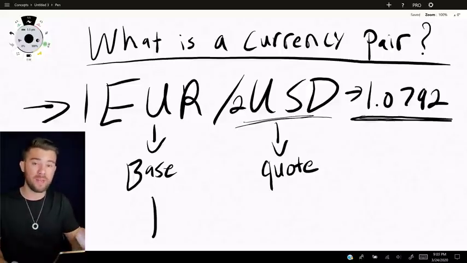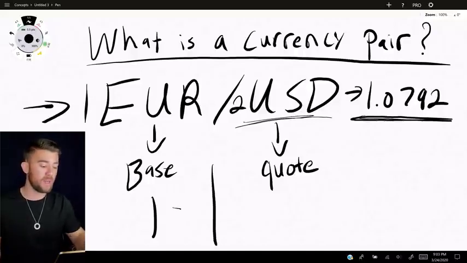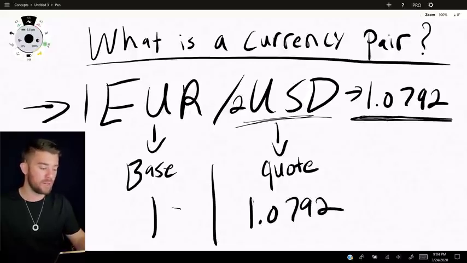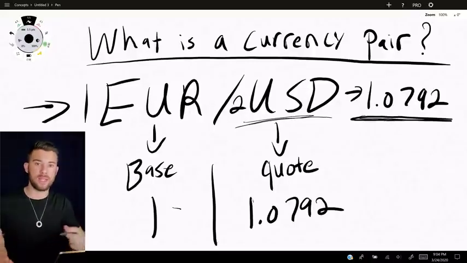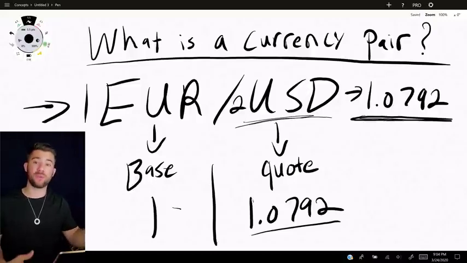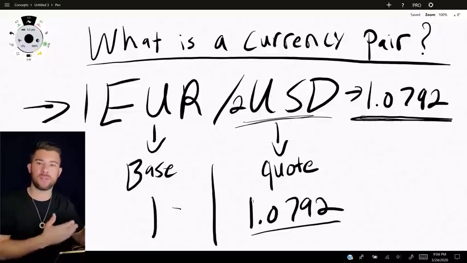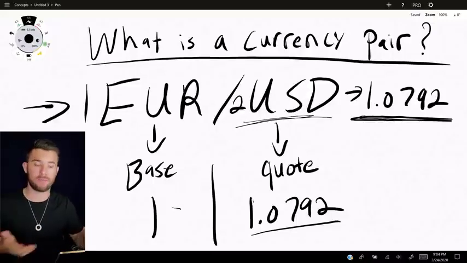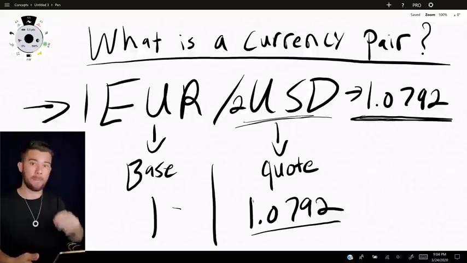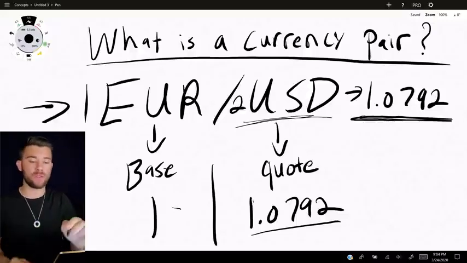So you're getting 1 euro. What this means in hindsight is that if I have 1 euro, I essentially have $1.0792. Or another way to look at this is it takes $1.0792 to make 1 euro. So therefore the value of the euro is higher than the value of the dollar by roughly 8 cents. So let's look at one more pair and try to go over this one more time to make sure that you're getting it.